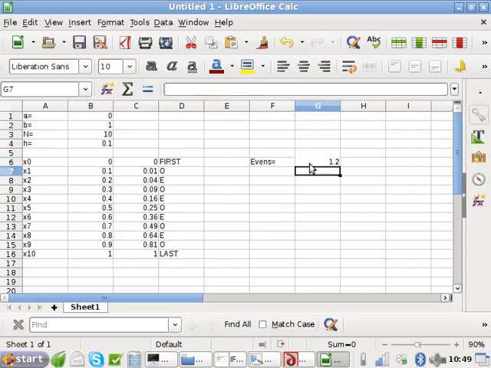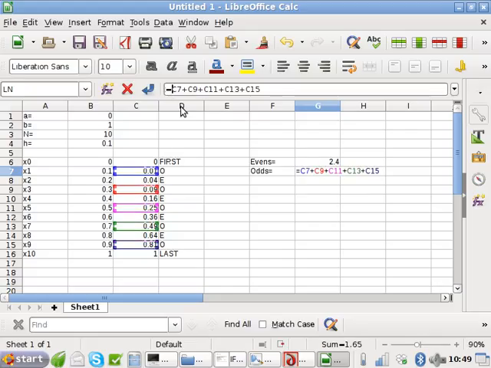And what do we multiply the evens by in the formula? 2. And then the odds? Yeah, so first let me get the odds. That one, plus that one, plus that one, plus that one, plus that one. And then we multiply this one by 4.